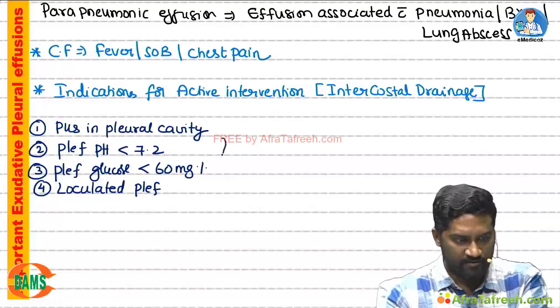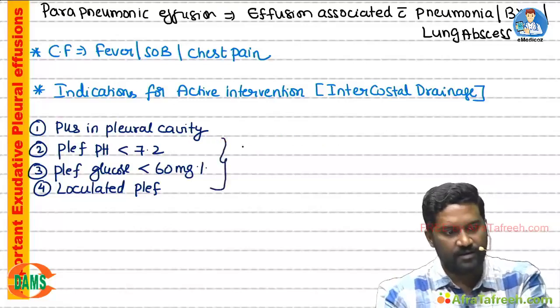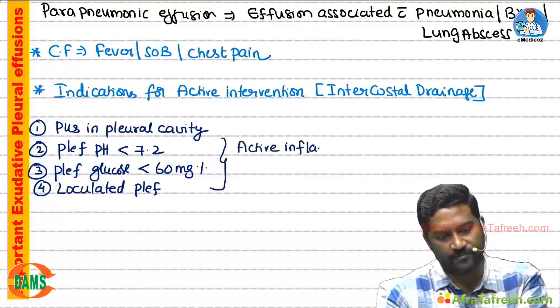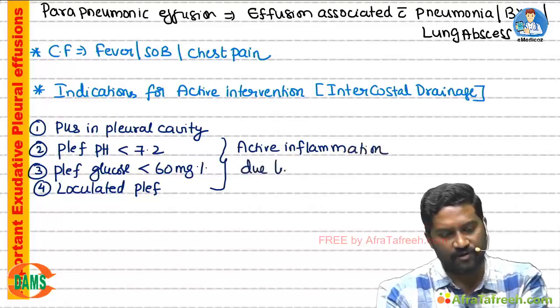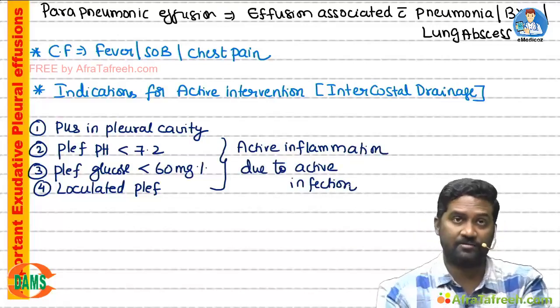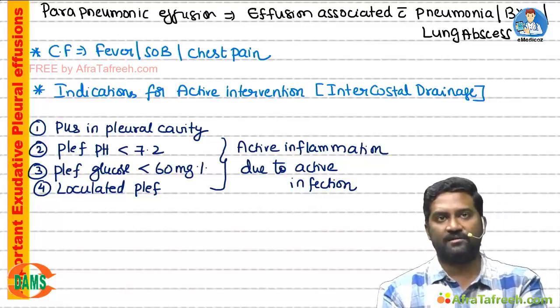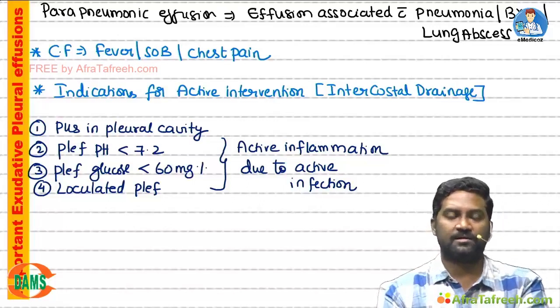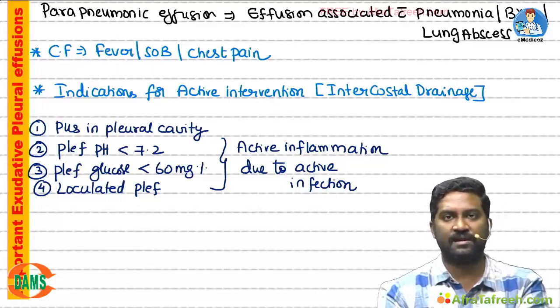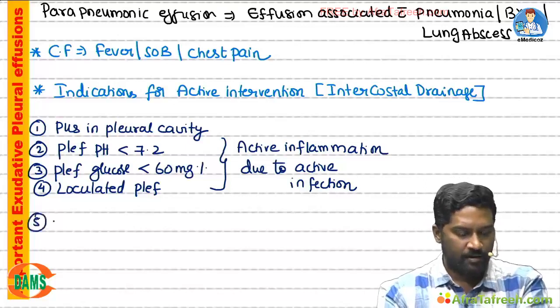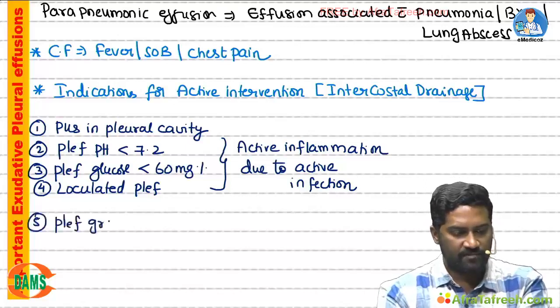Now whenever you see any of these three, it means there is some active inflammation due to some active infection. Active infection in the pleural space should be immediately drained, because if that infection goes into the mediastinum, sepsis can develop rapidly. Then pleural effusion gram staining.